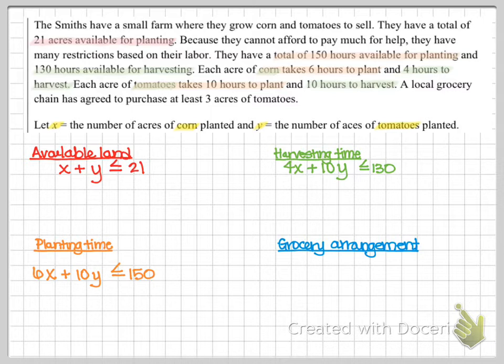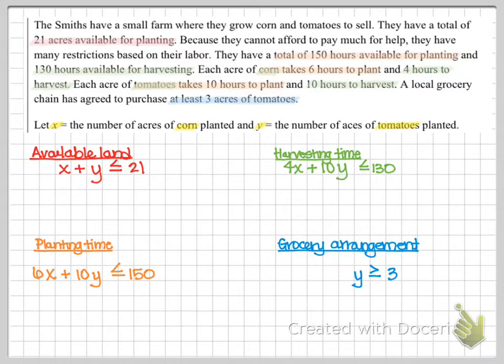screen. So let's see. A grocery store has agreed to purchase at least 3 acres of tomatoes. All right, so they could purchase 3, or they could purchase more, which is nice. So they're going to purchase 3, but they could also purchase more than that. So we want to be greater than or equal to. And this is tomatoes only, so this is just going to be y.